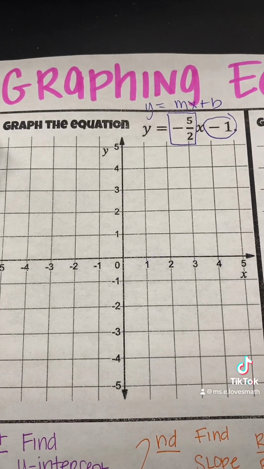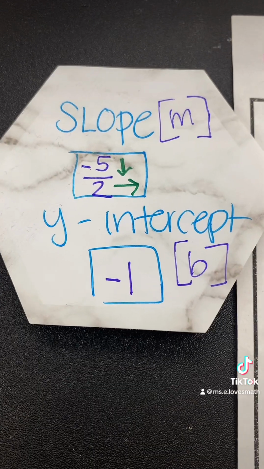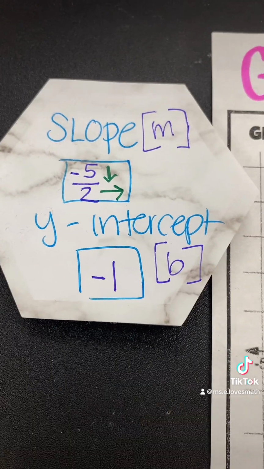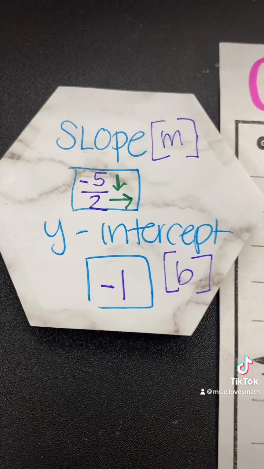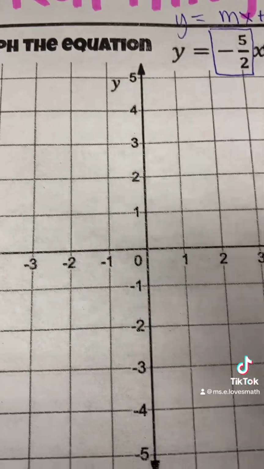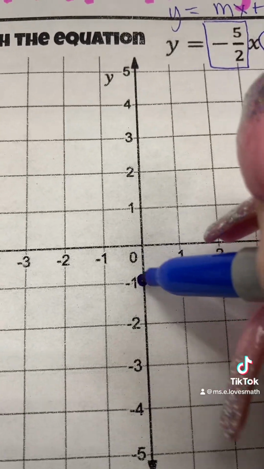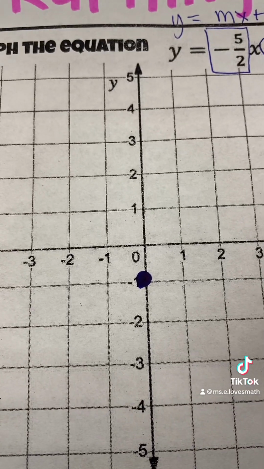To graph equations, you need to start with your y-intercept. Your y-intercept is where your graph touches the y-axis. So we are going to start at -1 on the y-axis. So here's our y-axis, here is -1. Put your point at -1.